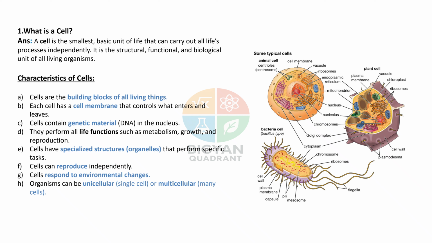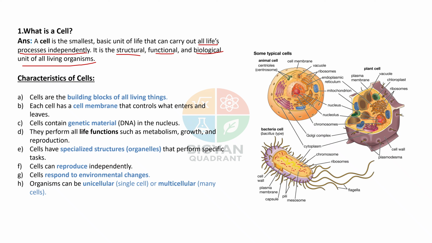Now we have to know the definition of the cell. A cell is the smallest basic unit of life that carries out all life processes independently, and it is the structural, functional, and biological unit of all living organisms. And what are the characteristics of the cell?